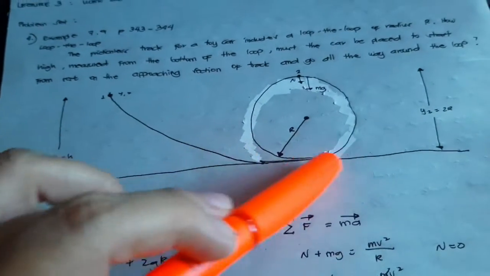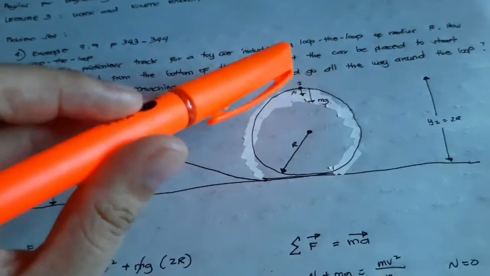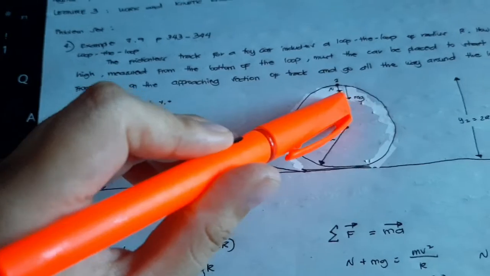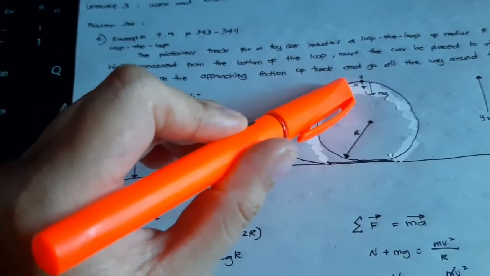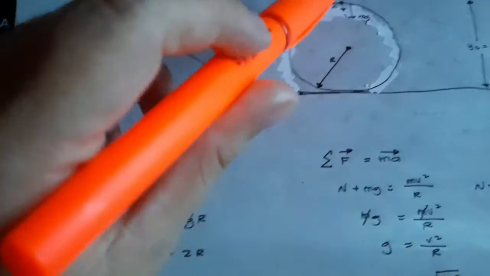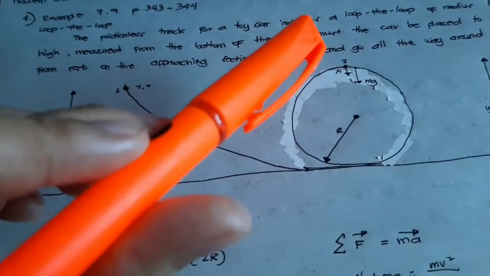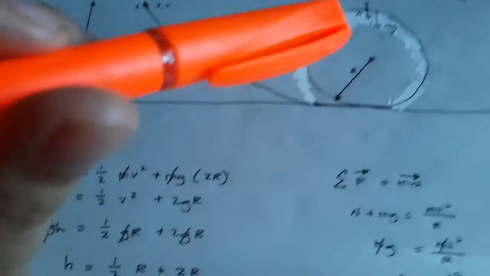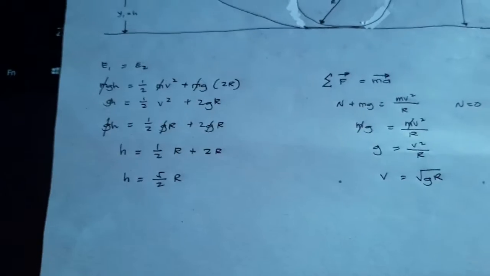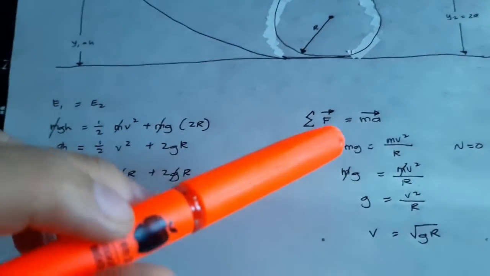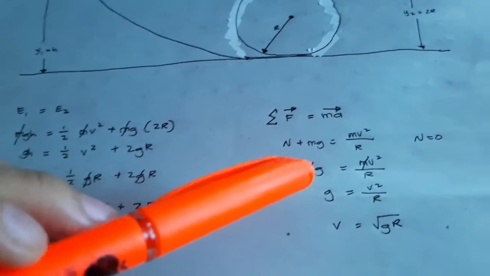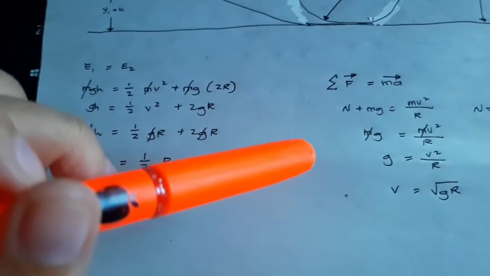At that moment, the toy car accelerates under two forces. Those two forces are mg and the normal force n. They both act downwards. So we can now write this equation as n plus mg is equal to mv squared over r, which is true because the loop is circular.